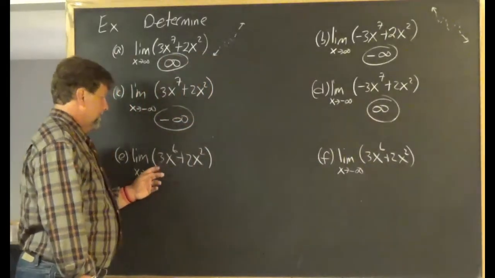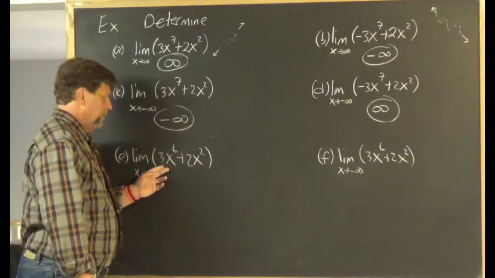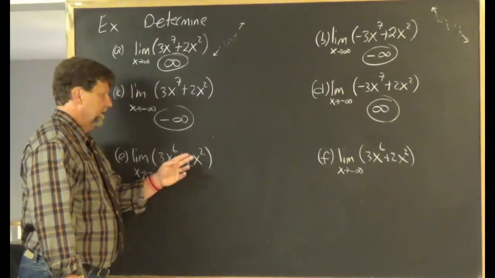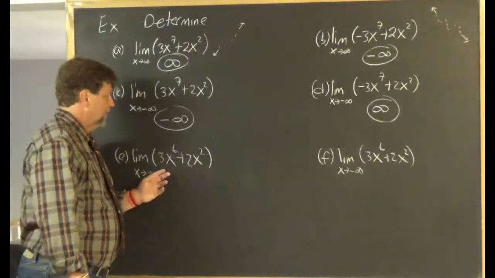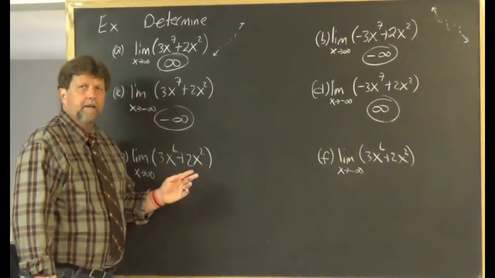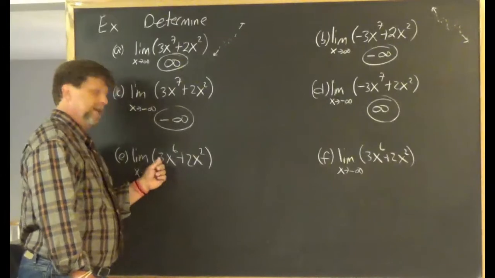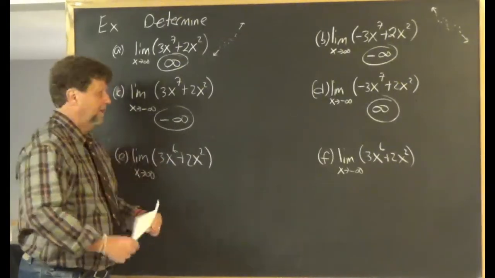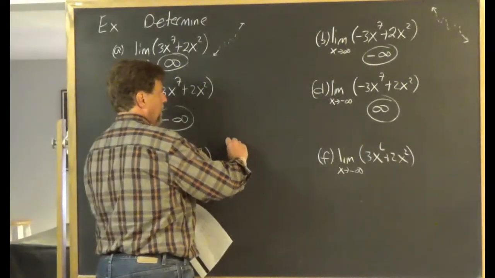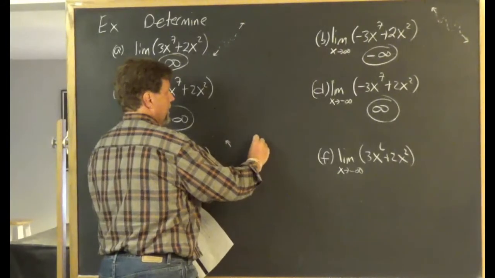Part E is the limit as x goes to infinity of 3x to the 6th plus 2x squared. This is an even degree polynomial. The leading coefficient is positive. That means both ends are shooting up.